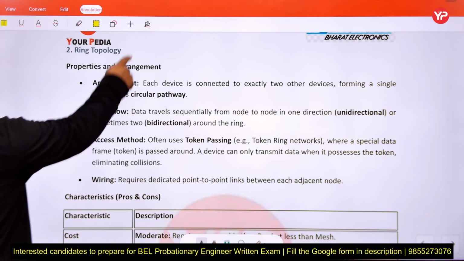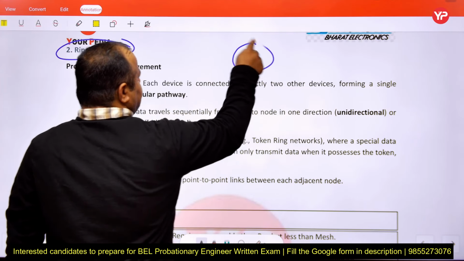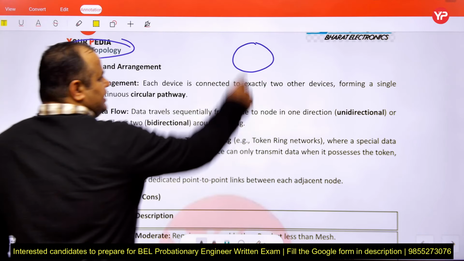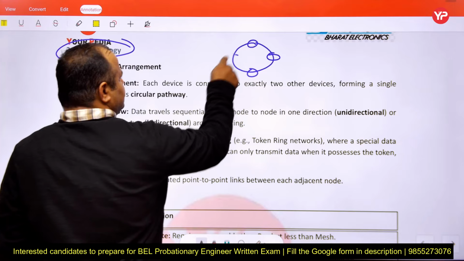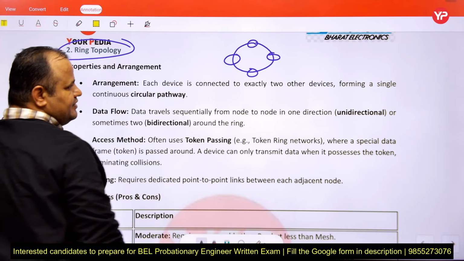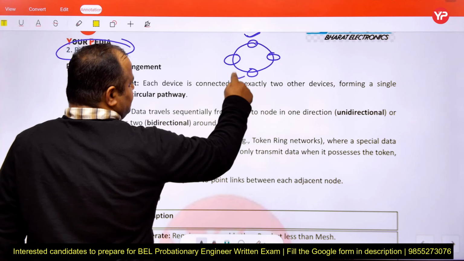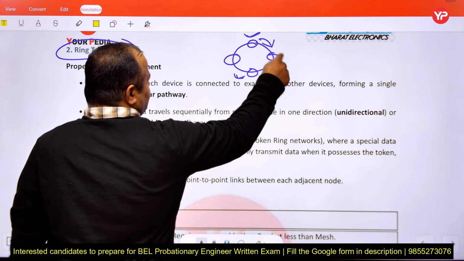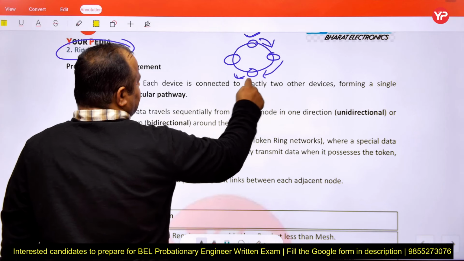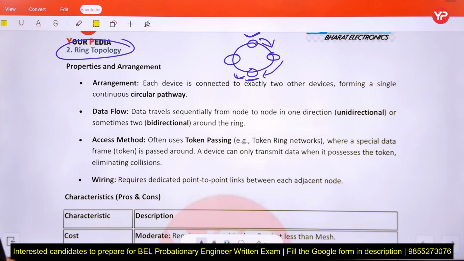Now the second one is ring topology. In ring topology, they make a ring type structure. Here we have one node, here one node, here one node, and here one node. If this node wants to send data to this one, it has to deliver the packet here, which moves in a circular direction and reaches this particular node. That is the basic fundamental idea.